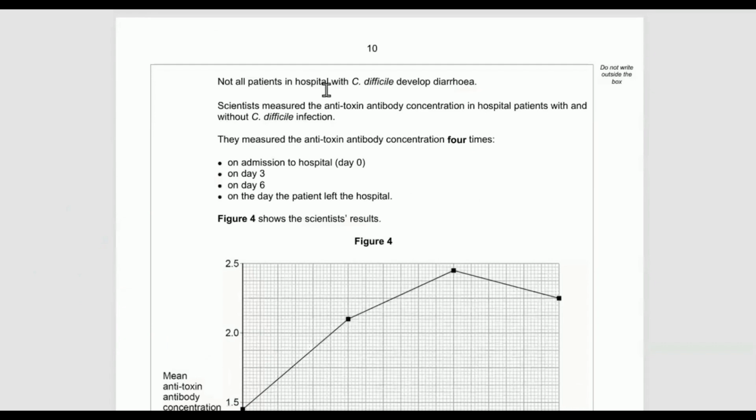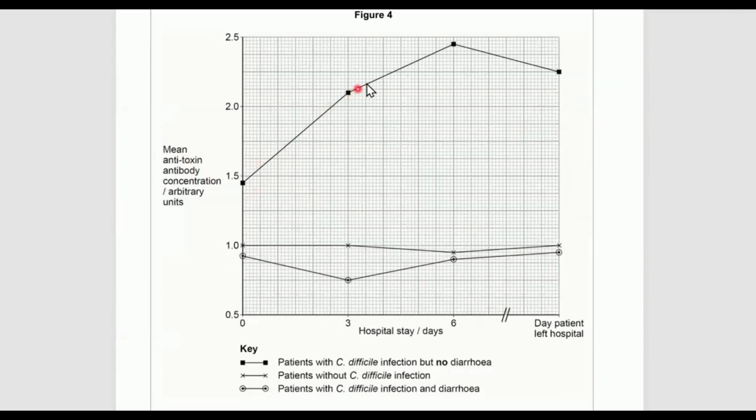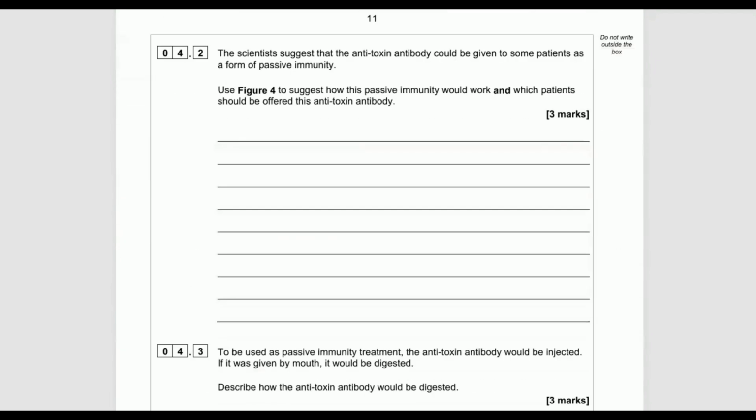Right, let's look at the next question. Not all patients in hospital with C. difficile develop diarrhea. Scientists measured the antitoxin antibody concentration in hospital patients with and without C. difficile infection. So here we have patients with C. difficile infection but no diarrhea. You can see they have a high antitoxin antibody concentration. Whereas patients without C. difficile have a concentration of 1, and then the people with the lowest concentration of the antitoxin antibody, they're the people with diarrhea.